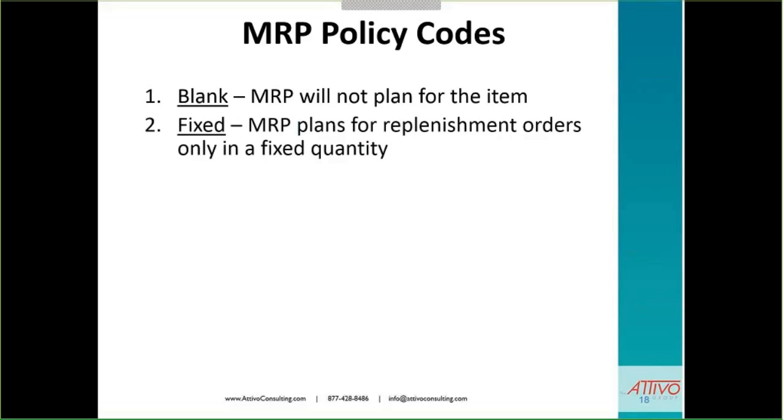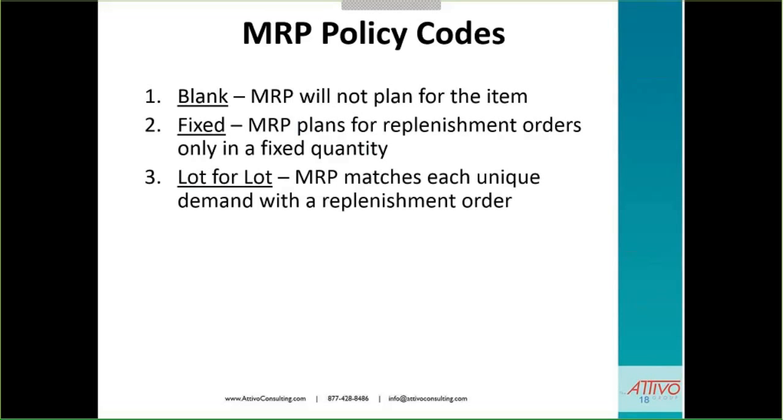Fixed order policy code is used for items where maybe you have a large setup and you always produce 25 of these or 100 of these or whatever quantity, because that happens to be kind of an economic order quantity for you, and/or it fits into a certain Kanban container or something of that order.